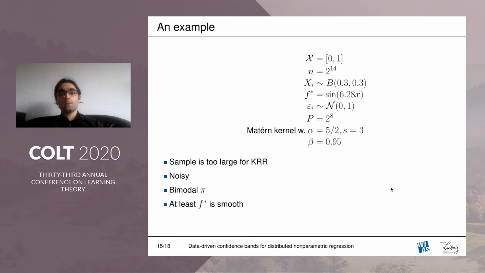Now, an example: consider a unit interval to draw covariates from. The smooth function f star, quite a bit of noise, and bimodal distribution for the covariates. So we'll have more data points closer to 0 and 1. The confidence level is chosen as 0.95.